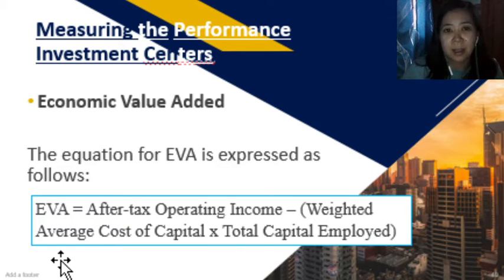To solve for EVA, we have the following formula: after tax operating income minus the weighted average cost of capital, or WACC, times the total capital employed. Based on this equation, you can see that EVA is also measuring the efficiency and effectiveness of generating income, because we consider here the cost of capital and the total capital employed.